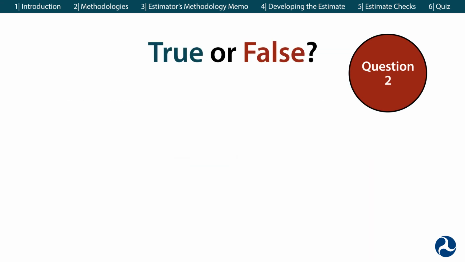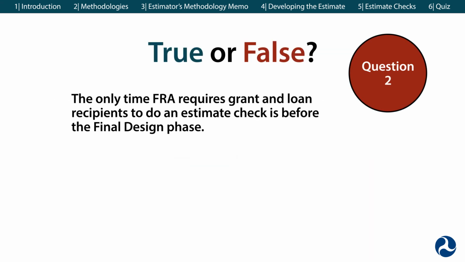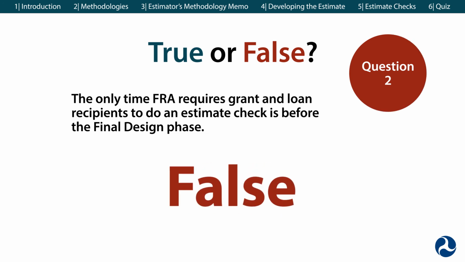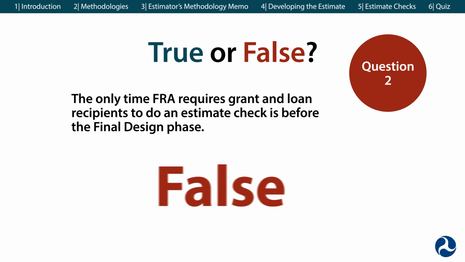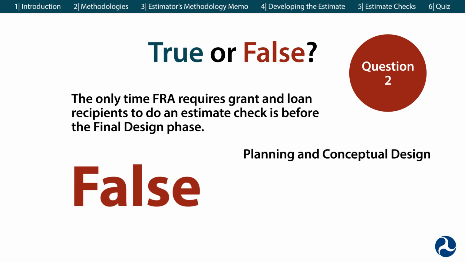Question 2. True or false? The only time FRA requires grant and loan recipients to do an estimate check is before the final design phase. False. FRA requires estimate checks after each of the following phases: planning and conceptual design, preliminary engineering, final design, bidding, and construction.